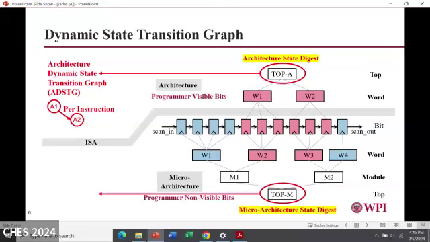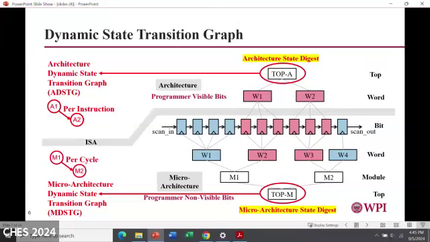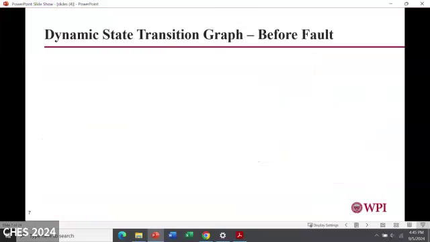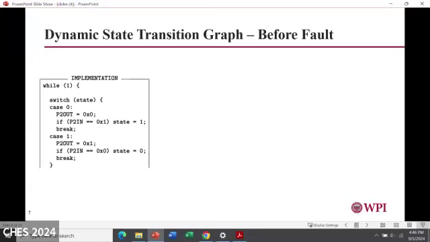For microarchitecture, we also have the MDSTG, and it is plotted per clock cycle. By looking at the graphs, we see the dynamic state transitions of what happened in the system. Therefore, we're able to track the system behavior in graphs. I'm going to give you a small example of how these graphs help in fault root cause analysis.